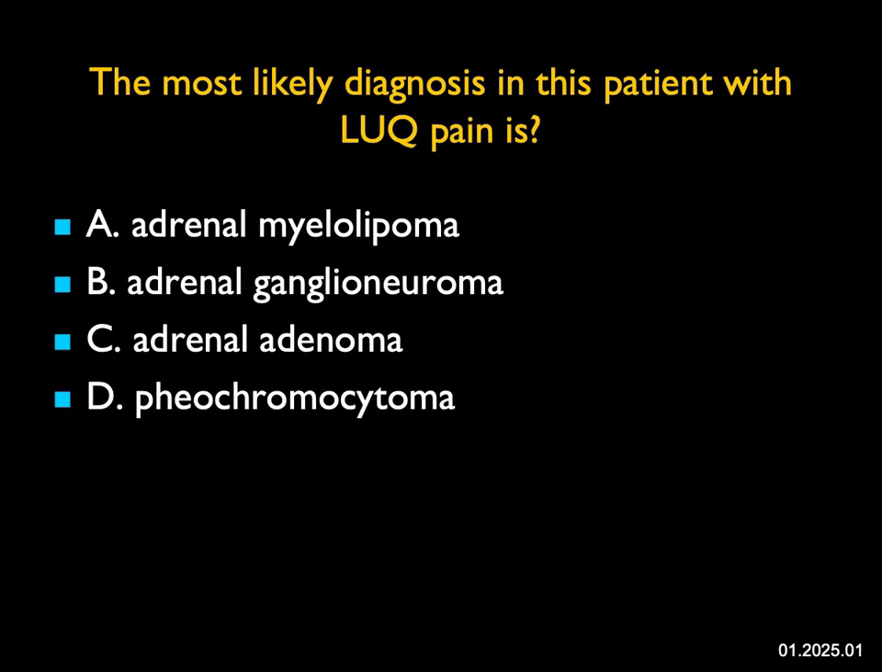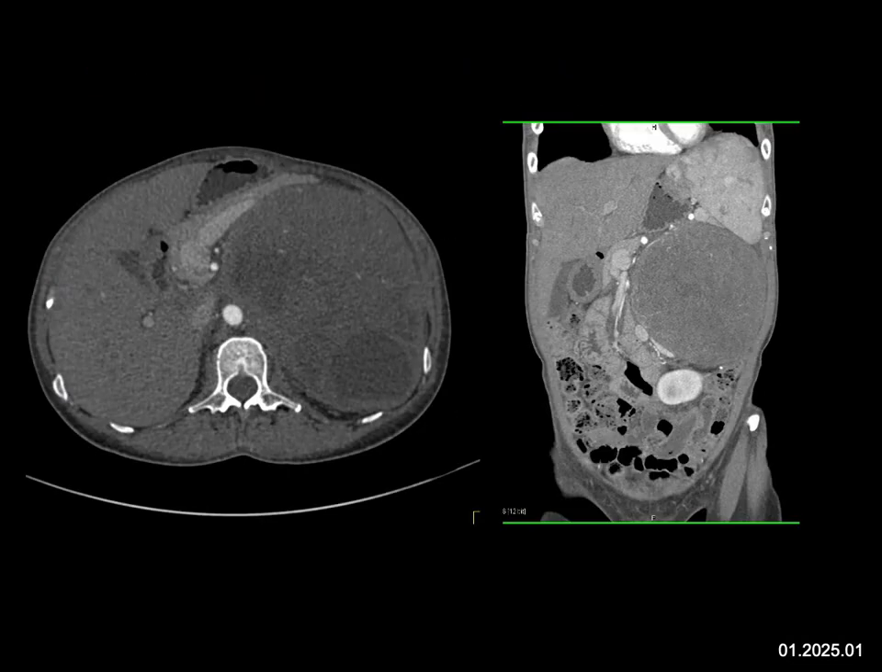The most likely diagnosis in this patient with left upper quadrant pain is, well, we see a large mass, and I guess if you didn't have choices, you could say, could it be pancreas? Could it be adrenal? Could it be a retroperitoneal sarcoma? But when you look at the choices, I'm telling you it's an adrenal mass.